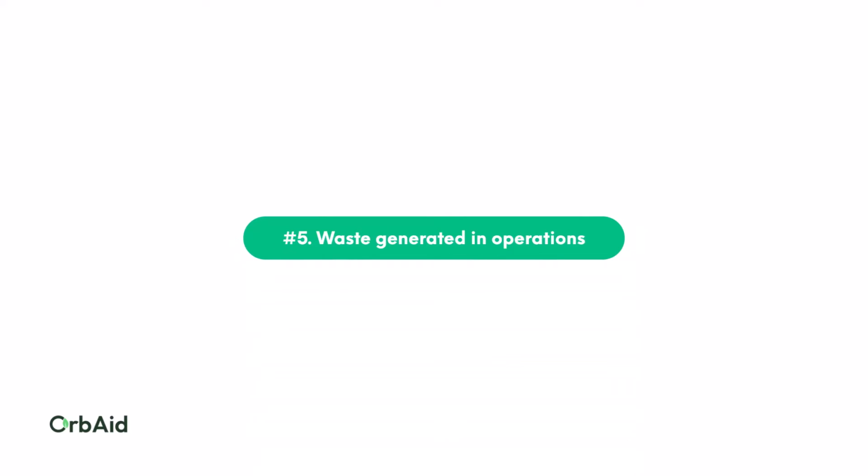Number 5, waste generated in operations. Emissions from third-party disposal and treatment of waste generated in the reporting company's owned or controlled operations in the reporting year. This category includes emissions from disposal of both solid waste and wastewater. Number 6, business travel. Emissions from the transportation of employees for business-related activities in vehicles owned or operated by third parties, such as aircraft, trains, buses, and passenger cars. Number 7, employee commuting. Emissions from the transportation of employees between their homes and their work sites.